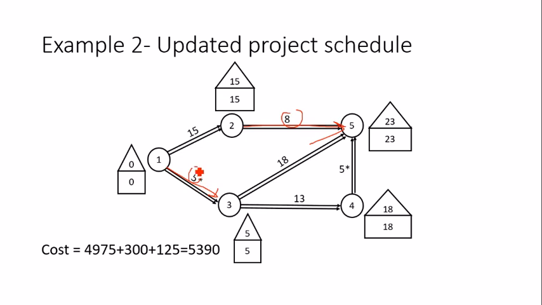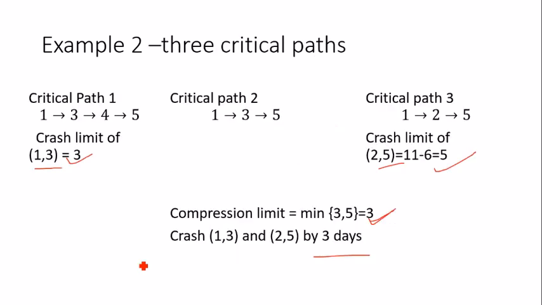Similarly, you obviously add the cost. So 300 was the slope of 1 to 3, so plus 300. Okay, wait, I have made a mistake here, so you can correct that. We have reduced by 3 days.